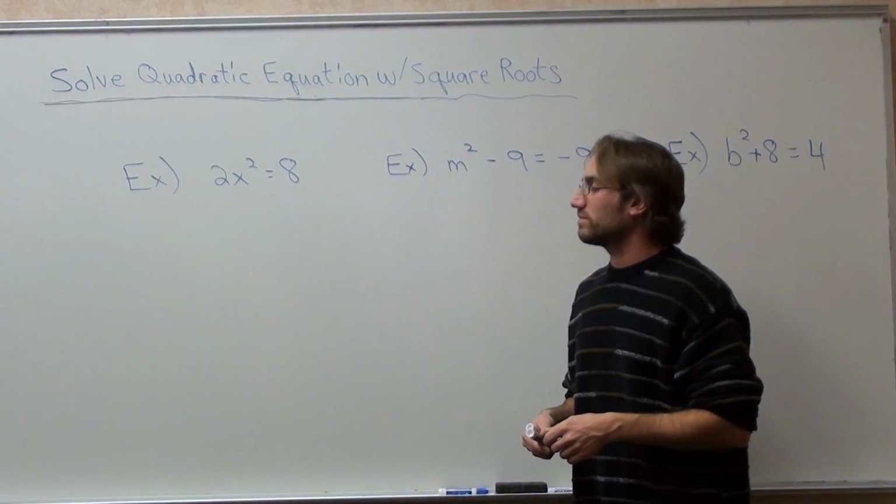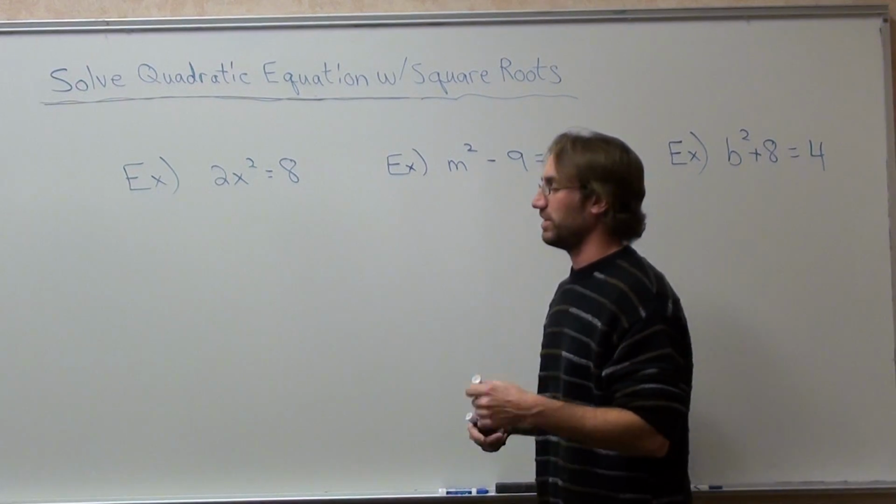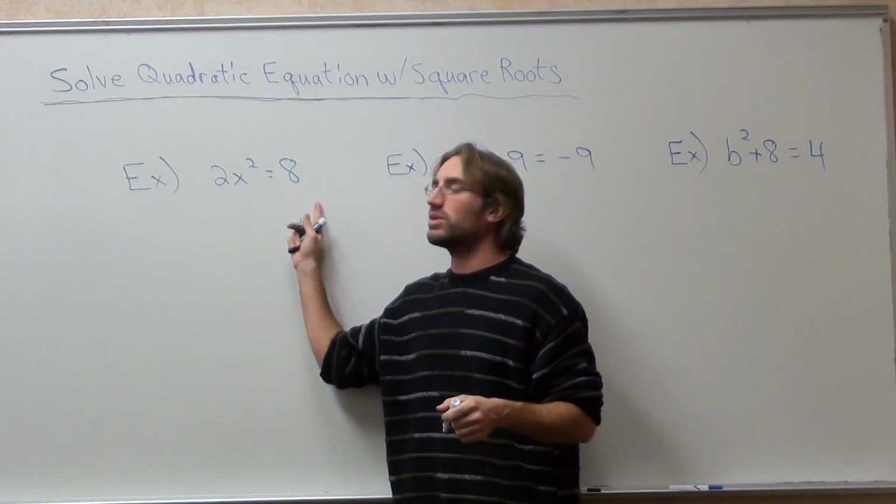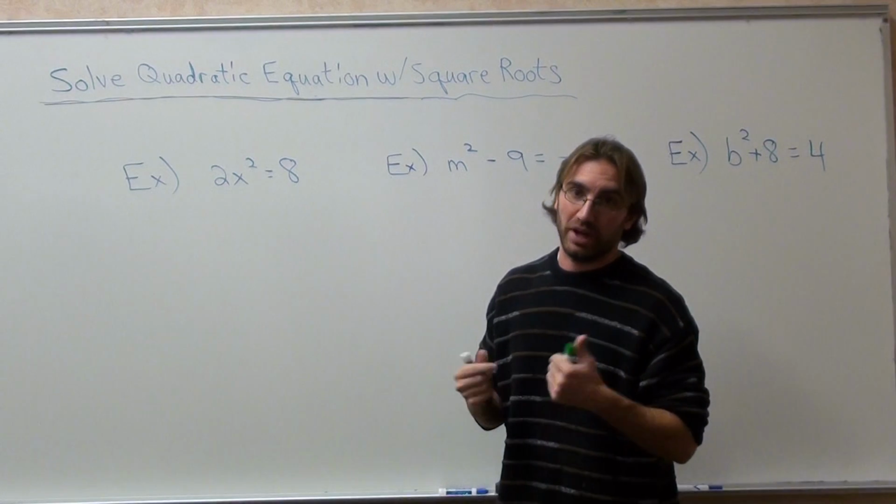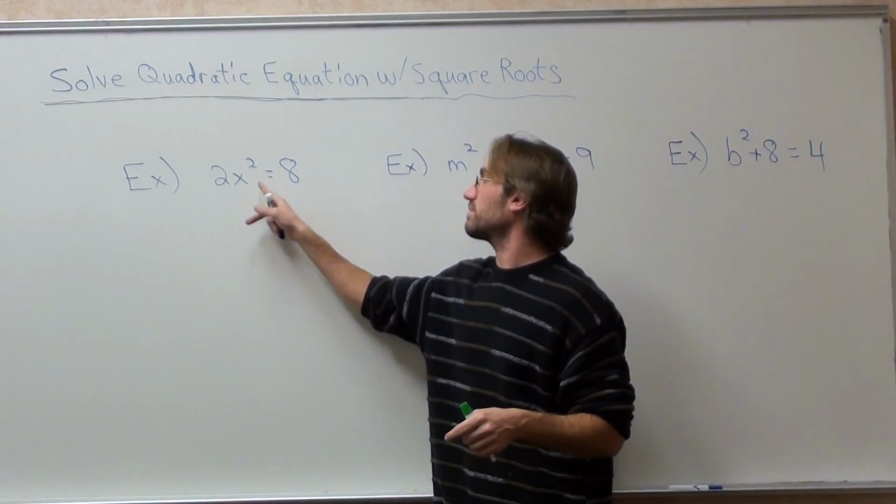There's a story I use, but I'm probably not going to do it now. So I got 2x squared equals 8. What I want to do is get x squared by itself. So in order to do that, it's 2 times x squared equals 8.